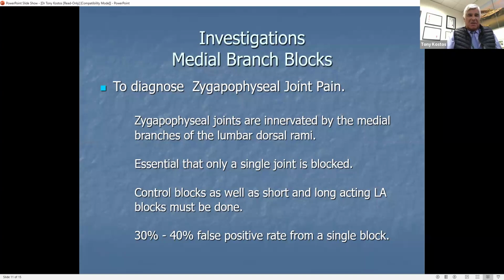Unfortunately, that's not the case. We know that a single block can produce a 40% false positive rate. Some of the earlier studies were done very nicely with short-acting local anesthetic, long-acting local anesthetic, and saline blocks as a control. So if you've got a couple of hours relief with the short-acting local, 4 to 6 hours relief with the long-acting local, and no relief from the saline, it was only in those circumstances that the blocks were considered to be positive.